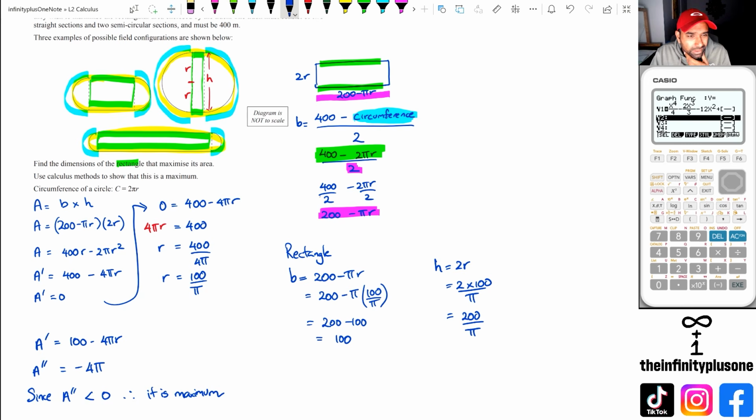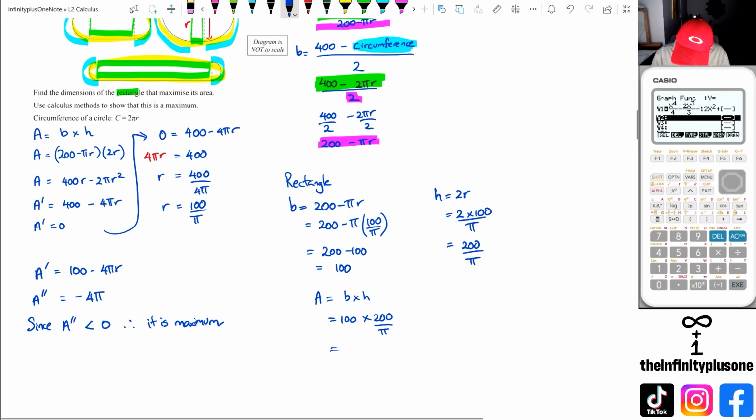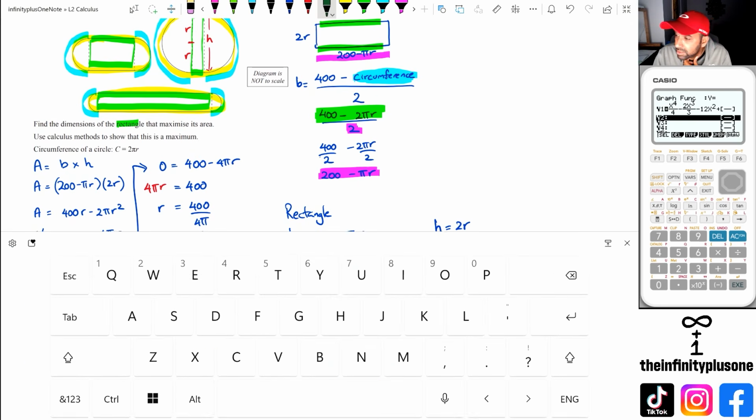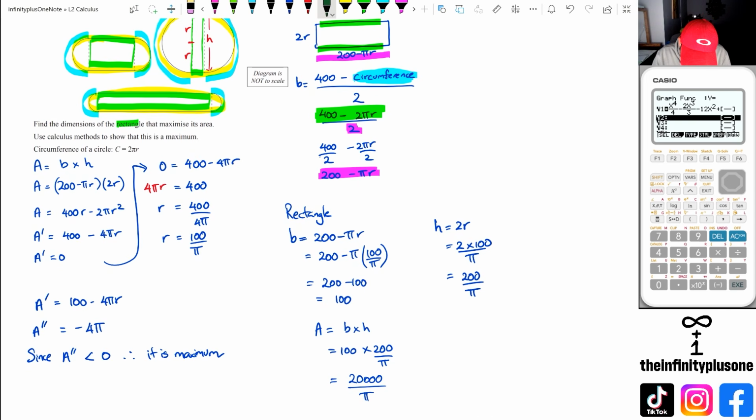Now at no point are they actually asking us to figure out what the maximum area is, but if you do want to work out the maximum area, you can, because area is equal to base times height, and we're going to get 100 times 200 over pi, which equals 20,000 over pi. So grades wise, relationship formed and differentiated, that's going to give you an achieved.